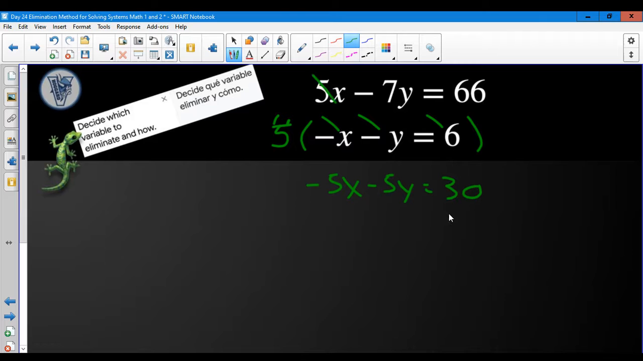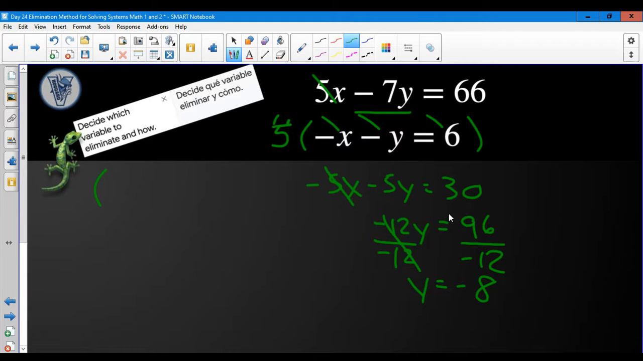Now we will combine the top equation and the new look of the bottom equation. The x's will disappear. Negative 7y and negative 5y is negative 12y, and that equals 66 plus 30, which is 96. Divide by that exact coefficient of negative 12, and we get y equals negative 8.